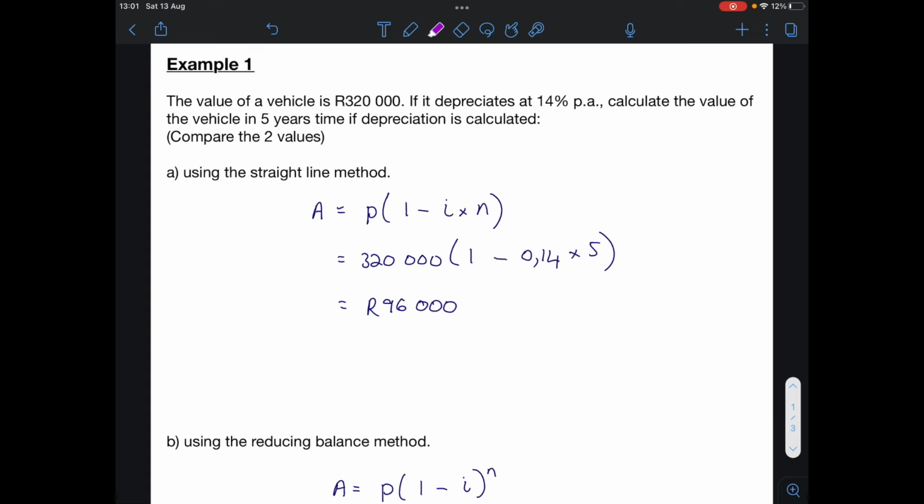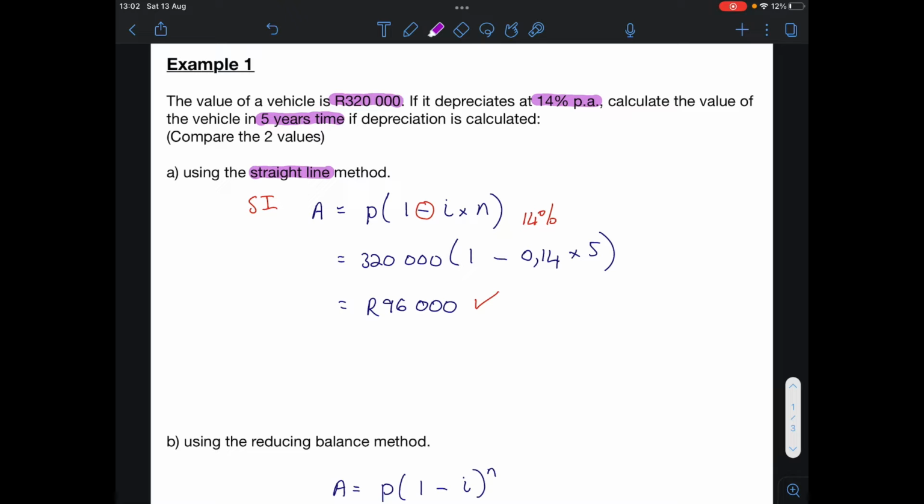Okay, so let's tackle some examples about depreciation. In example 1, the value of a vehicle is 320,000. If it depreciates at 14% per annum, calculate the value of the vehicle in 5 years' time, if depreciation is calculated using the straight line method. So that is going to be simple interest. We've got our formula. Don't forget it's a minus instead of a plus. Then we plug in our values. I think it's pretty straightforward. Don't forget 14% is the same as 0.14. And we get 96,000 rand.